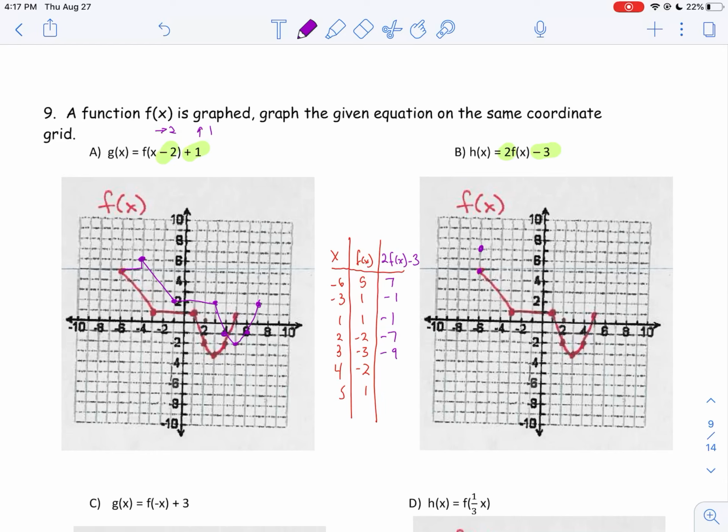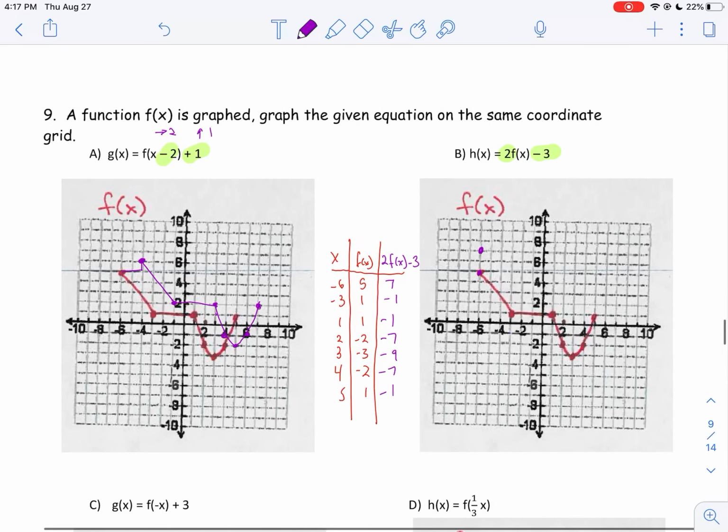Negative 9, negative 7, and negative 1. Here we go. I can now just plot these points. Negative 3 has a y value of negative 1. At negative 2, it's actually going to be negative 7. Negative 9, negative 7, and negative 1.